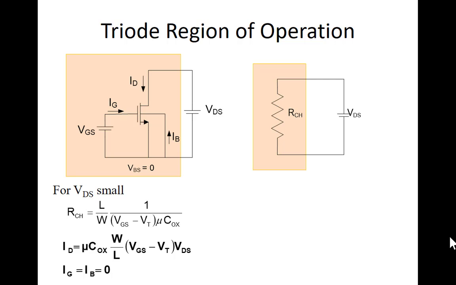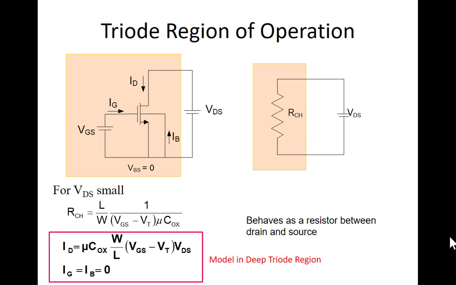And here's a model for the device. So it behaves as a resistor between drain and source. And this is what we call deep triode region of operation. The term triode comes from the corresponding operation of vacuum tubes. They have electrical properties very similar to those of a MOSFET. Physical properties very different. The electrical properties very similar.